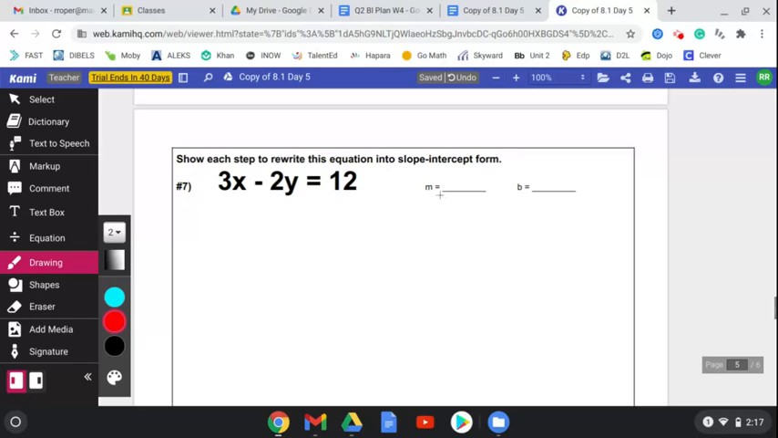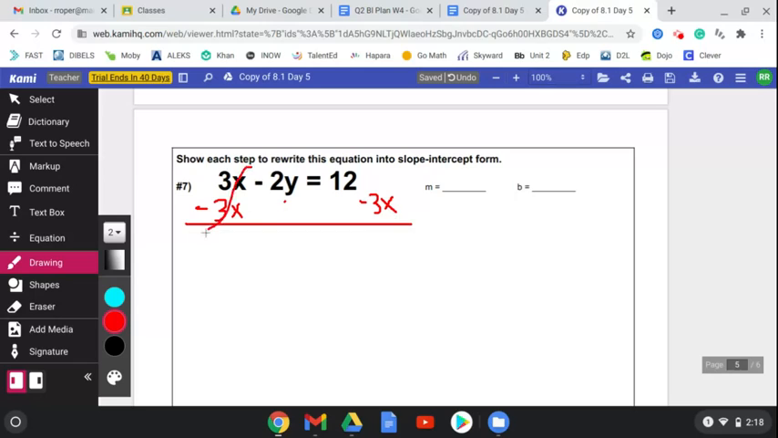Number 7, show each step to rewrite the equation in slope-intercept form. I see y is on the left side, so everything else must be on the other side. So move the 3x to the right side by subtraction. So I'll put -3. Nope. -3 what? What does the 3x have on it? It has a 3x. So to undo the 3x, I must subtract, not 3, I must subtract 3x, of course, from both sides.